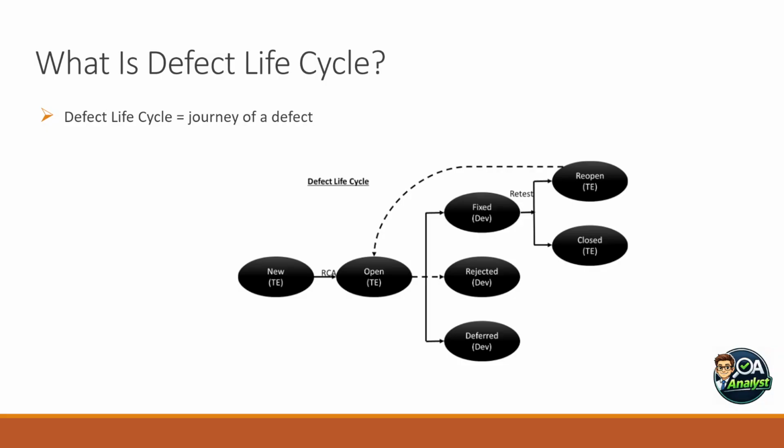Sometimes the developer may decide that the defect is not valid. In such cases, the defect is marked as rejected. So if you see, there is one flow here: new, open, fix, and reopen or closed. If it is reopened, then again it will go back to open here, and then again the same process will follow.